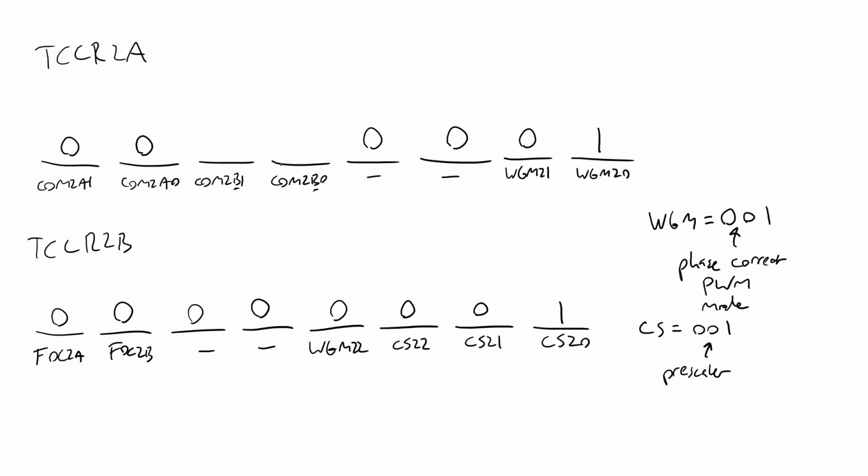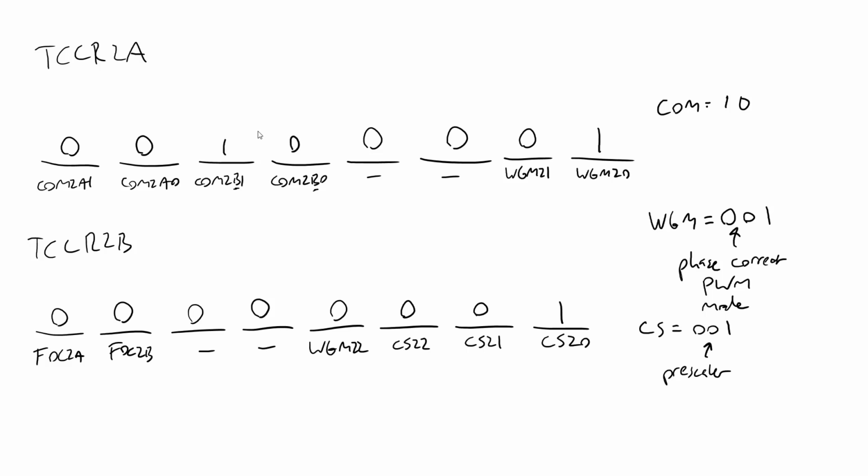And then for my COM bits, I want to choose whether I am setting the pin high on up counting or setting the pin low on up counting. I am going to choose setting low on up counting. So to do that, again, this came from a table in the datasheet, I need to set this to 1, 0.